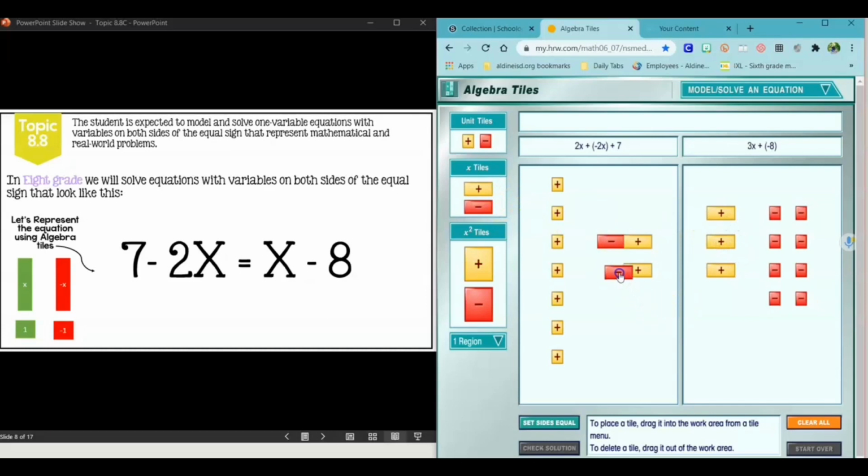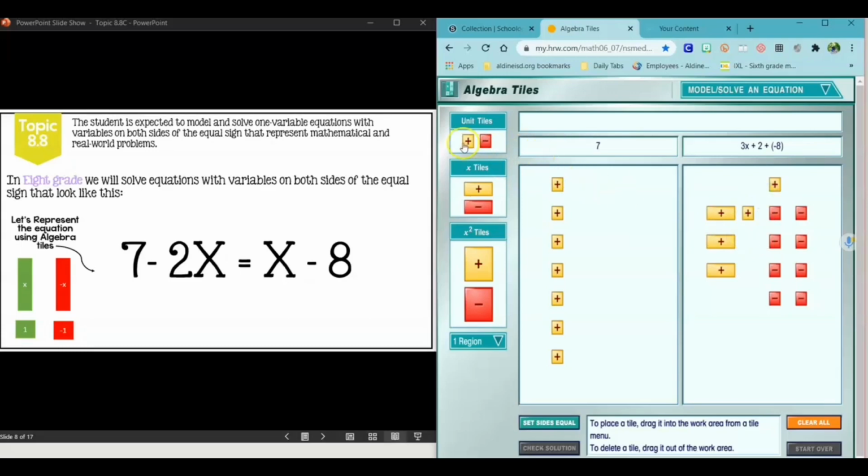Okay, now I can create those 0 pairs. All right, so this is gone. And there's no 0 pairs for me to make here with the x's, so that just remains 3x. Now, again, my goal is still to get the x by itself, and it's right now attached to this -8. So I have to do the inverse operation. So instead of subtracting 8, I want to add 8.